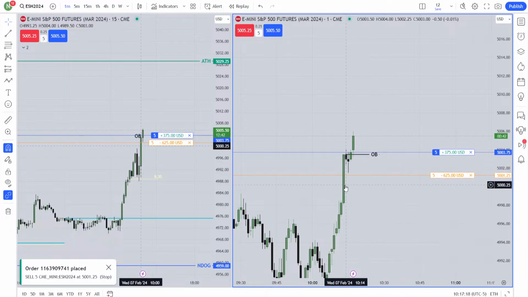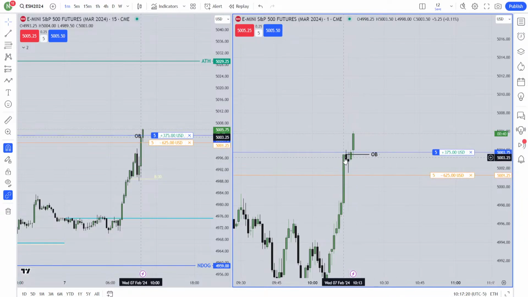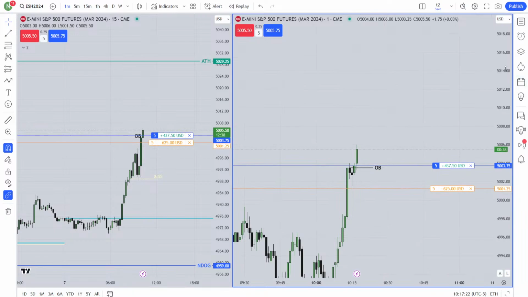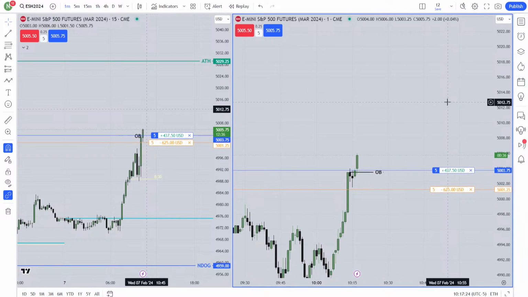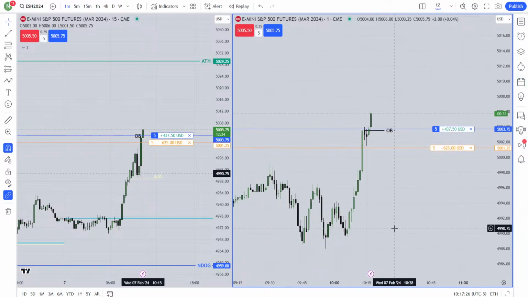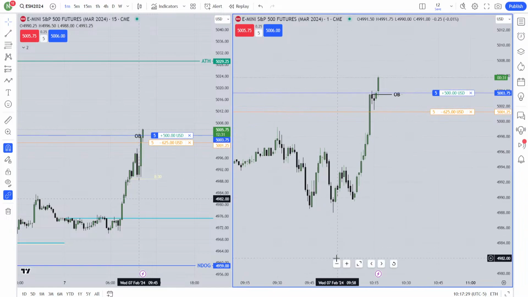This is the water block. Market has traded this fair value gap, went higher. This is the water block. It should expand higher now, and I will go for the projection.